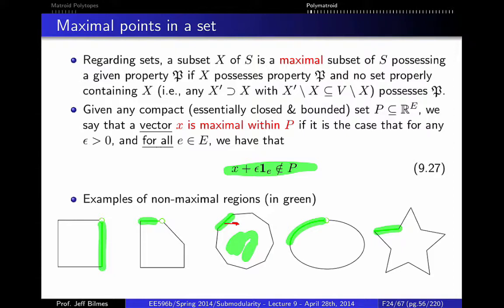Okay, so we are defining maximal to be ones for which you cannot move in the positive direction along any dimension, which in 2D means up and right. In 3D it means up, right, and forward. In 4D it means up, right, forward, or in the future. 5D, I don't know. Does that make sense? Okay.